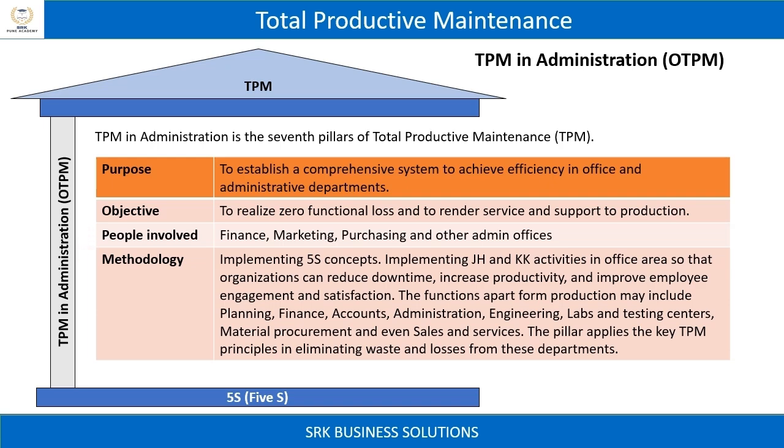And the methodology of the pillar is implementing 5S concepts, implementing JH and KK activities in the office area so that organizations can reduce downtime, increase productivity, and improve employee engagement and satisfaction. The pillar applies the key TPM principles in eliminating waste and losses from these departments.